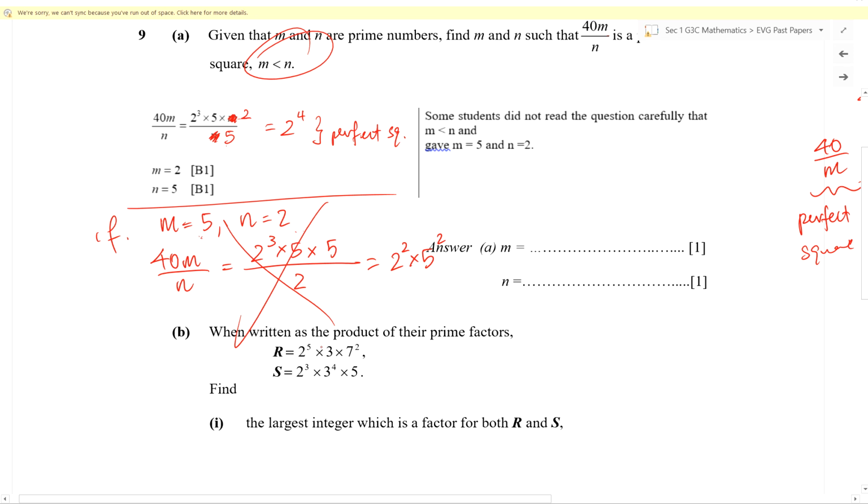Now, lesson is over already. Bring this home. Continue to work on it if you have not finished the paper. I'll continue with this next lesson.